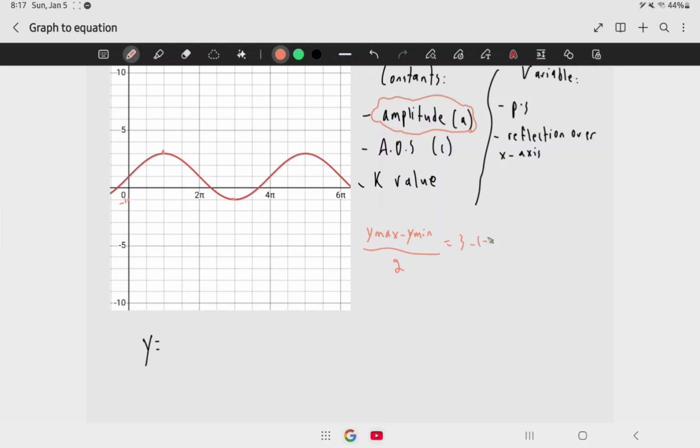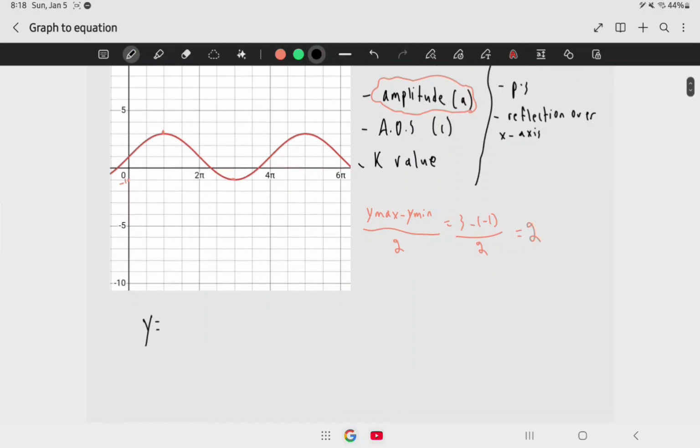So that's going to be minus -1 divided by 2, which is equal to 3 plus 1, which is 4. 4 over 2 is 2. So right away, we know that our amplitude is 2. So our amplitude is 2. So y is equal to 2. That's our first thing. Next thing we can find is our axis of symmetry.